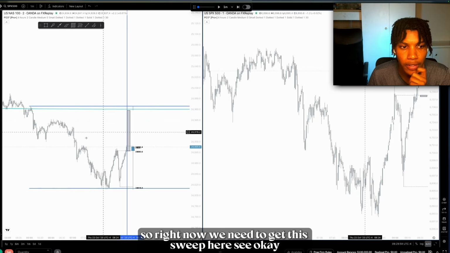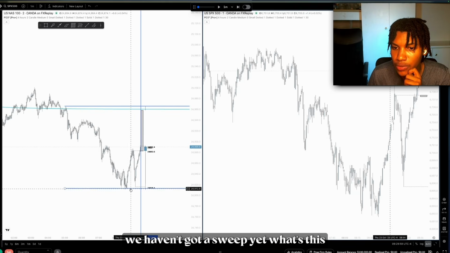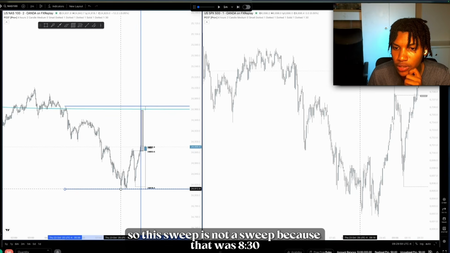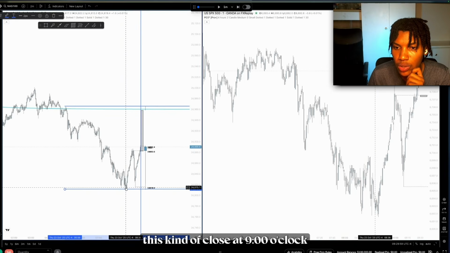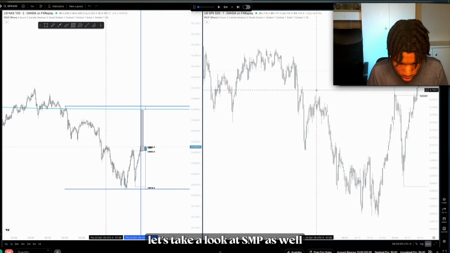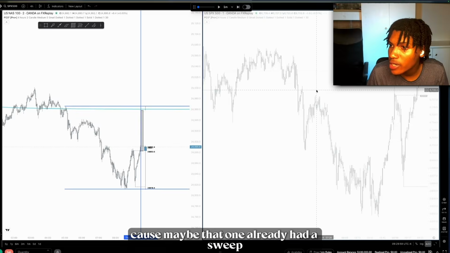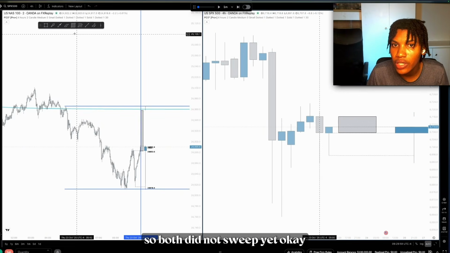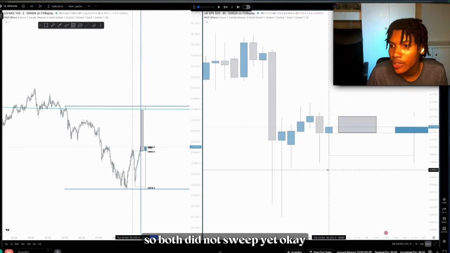Let's see, okay, we haven't got a sweep yet. What's this? So this is not a sweep because that was 8:30. This kind of closed at 9 o'clock. Let's take a look at S&P as well, because maybe that one already had a sweep and we're just missing it. No, yeah, so both did not sweep yet.